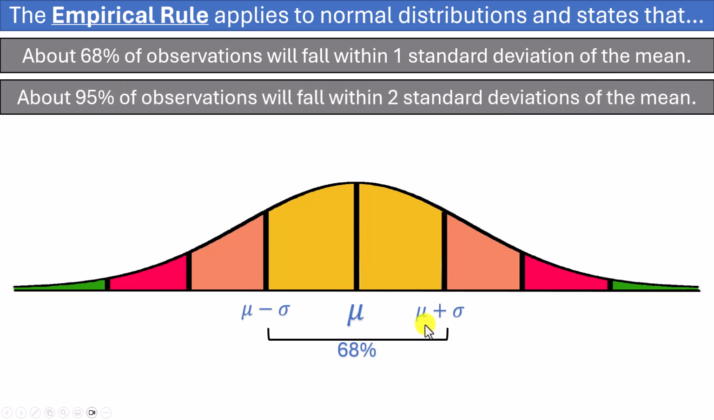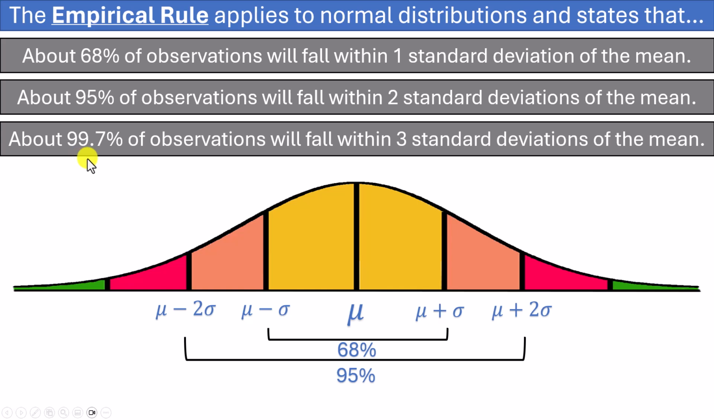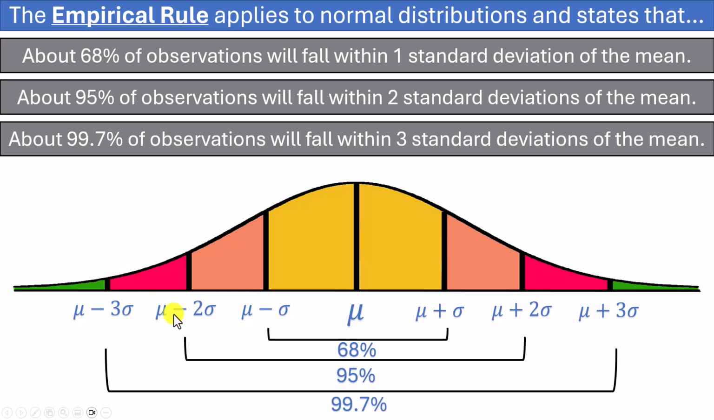The second statement relates to 95% of the observations, which will fall within two standard deviations of the mean. So that means if you add the standard deviation twice and subtract the standard deviation twice, you will get two different numbers. And 95% of the time, a value sampled from a normal distribution will fall between those two values. Finally, the third statement states that about 99.7% of the observations, or almost all of them, will fall within three standard deviations of the mean. So the mean plus three standard deviations, or the mean minus three standard deviations, will encompass almost all the data, or about 99.7%.